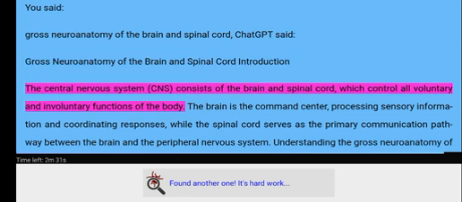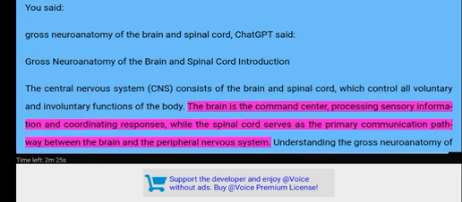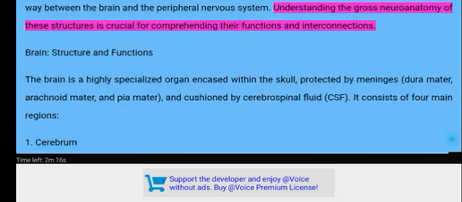Introduction. The central nervous system, CNS, consists of the brain and spinal cord, which control all voluntary and involuntary functions of the body. The brain is the command center, processing sensory information and coordinating responses, while the spinal cord serves as the primary communication pathway between the brain and the peripheral nervous system. Understanding the gross neuroanatomy of these structures is crucial for comprehending their functions and interconnections.